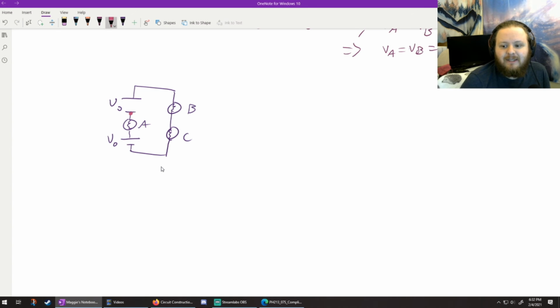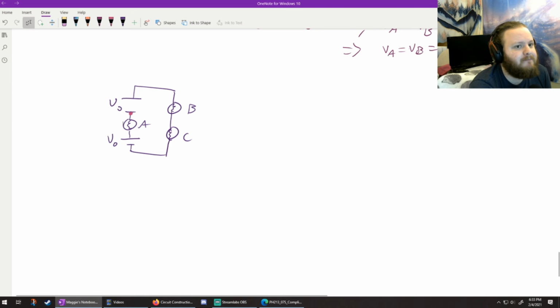Is there anything fundamentally different about this config versus putting all three in a row? That's a great question, Maggie. Let's find out. The student's response is that bulb A sits in here and is going to drop all the voltage across the battery. Bulb B and C must then drop the other battery's voltage. So clearly bulb B and C must be less bright than bulb A.